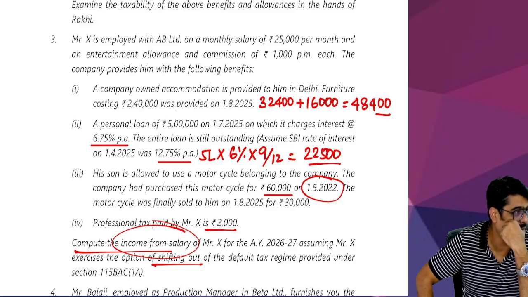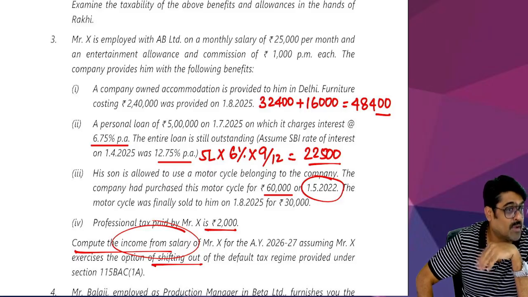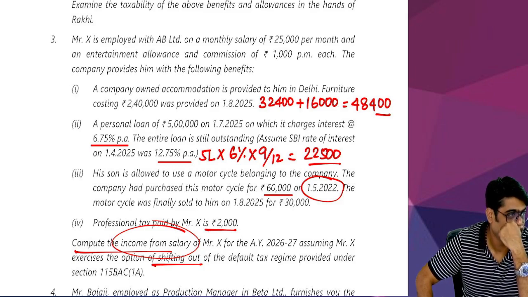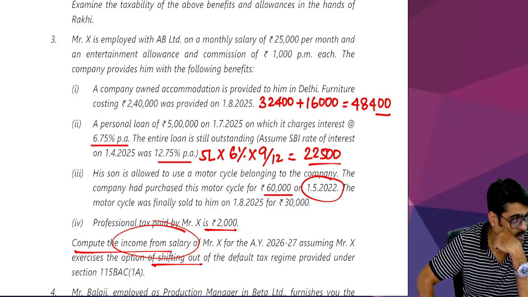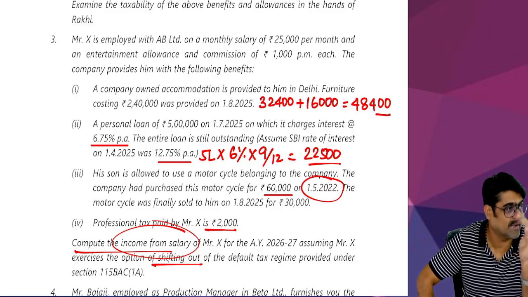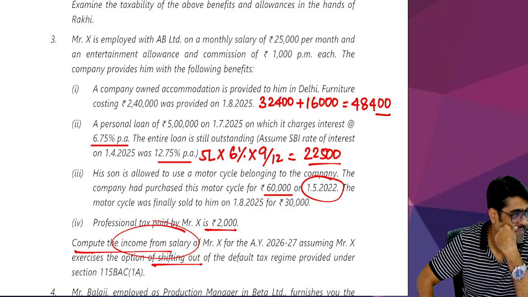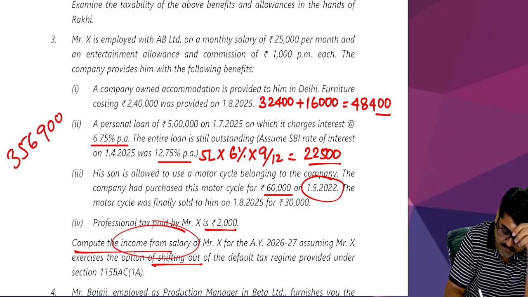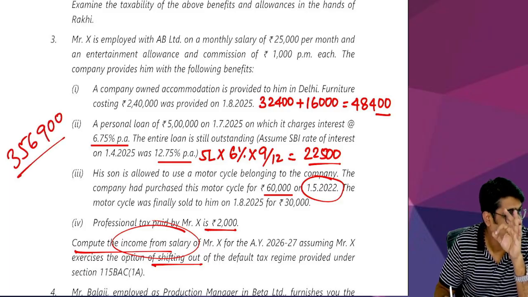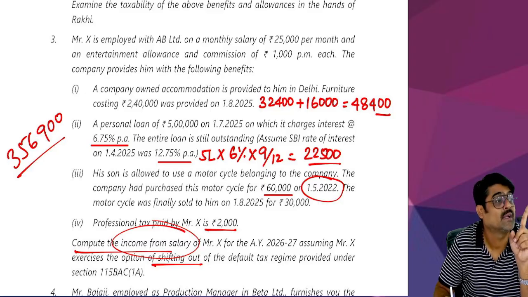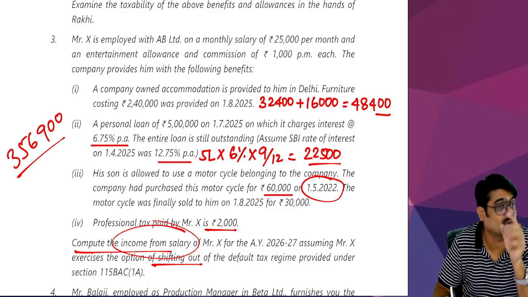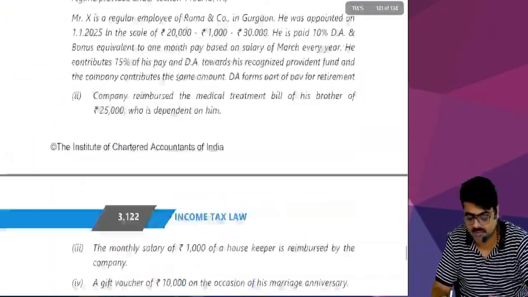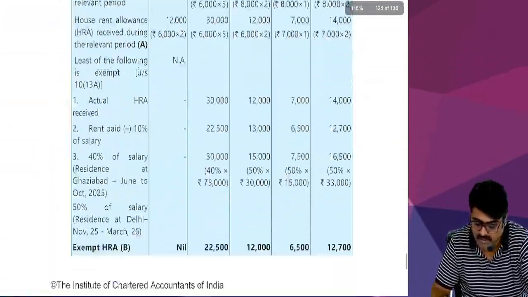Entertainment allowance no deduction will be available. Why? Because the employee is not a government employee. Yes or no? Even though it is taxable, but no deduction will be allowed. You are supposed to give a note for that. Next one. Professional tax paid. How much? So 4 lakh 8,000 minus 52,000. 3 lakh 56,000. This is your net taxable salary. Sorry, this is the income under the head salary. Let's check the final answer. 356,900. Are we getting that answer or not?